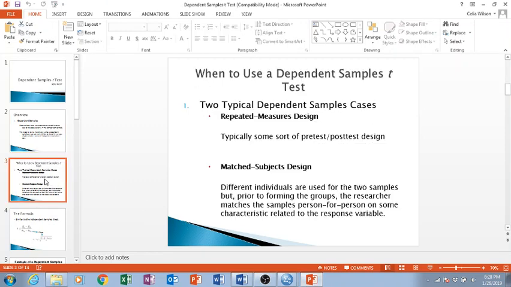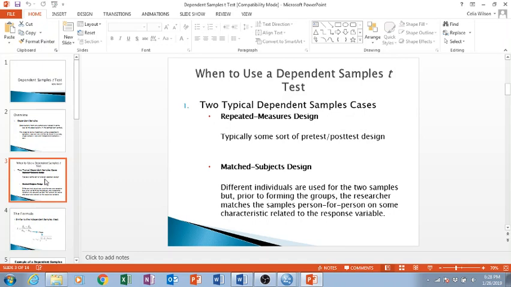So when do we use a dependent samples t-test? The most common you'll see is in a repeated measures design. And this is typically some sort of pre-test, post-test. Especially in education, a lot of times we are looking at kids or adults pre-test, post-test. We want to see how they are on some characteristic to start with, and then we want to see how they are at the end of whatever time period or intervention we're providing.